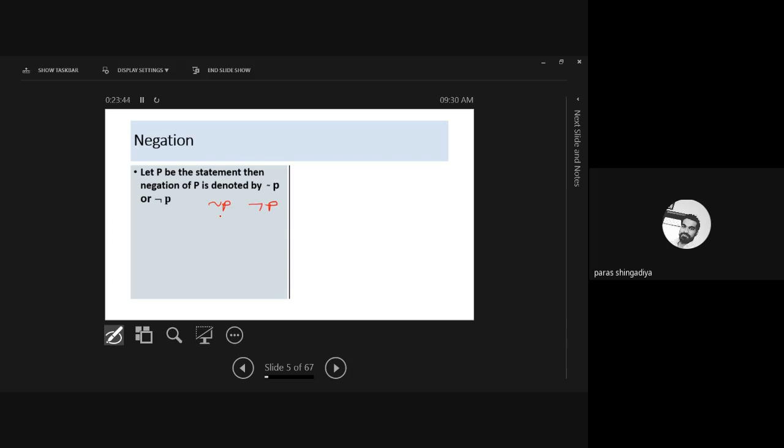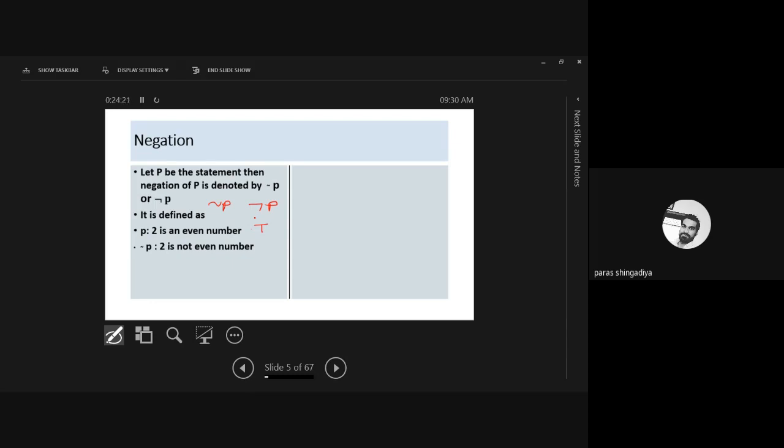So let's consider an example. P: 2 is an even number. So that is true. 2 is an even number; that is correct in mathematics. So what is the logical outcome? T. Now you have to convert it to the negation of P. आपको उसका negation find करना. So what does it mean? The negation of P means કે જે sentence છે એનું તમારે negation બનાવવાનું. Clear? 2 is an even number.